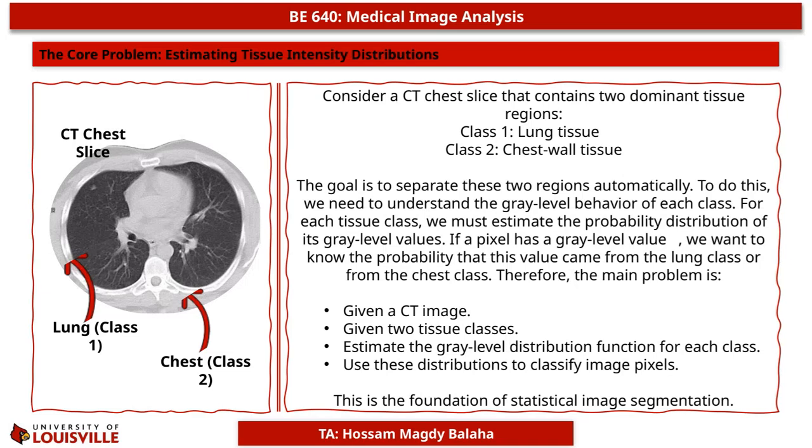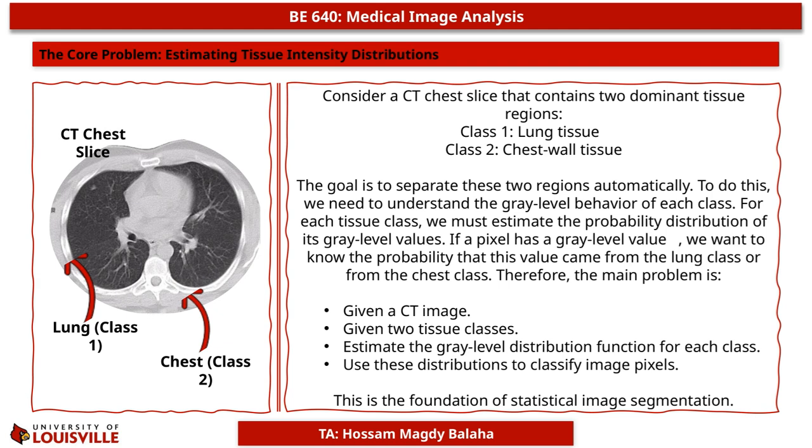Here, I'm focusing on the core problem behind statistical image segmentation, separating different tissue types based on their gray level behavior. Consider a CT chest slice containing two dominant regions, lung tissue, labeled as Class 1, and chest wall tissue, labeled as Class 2. The challenge is to separate these regions automatically without relying on manually drawn boundaries.